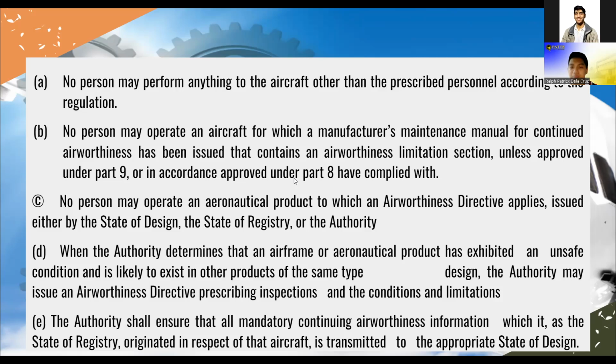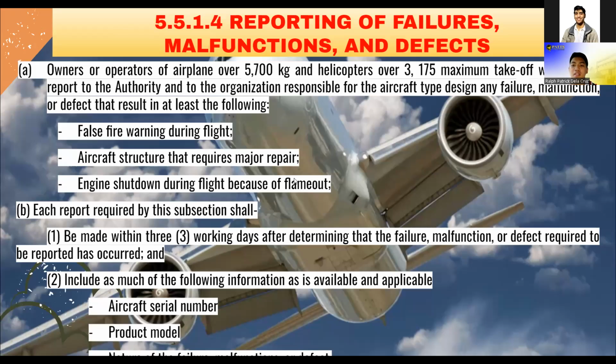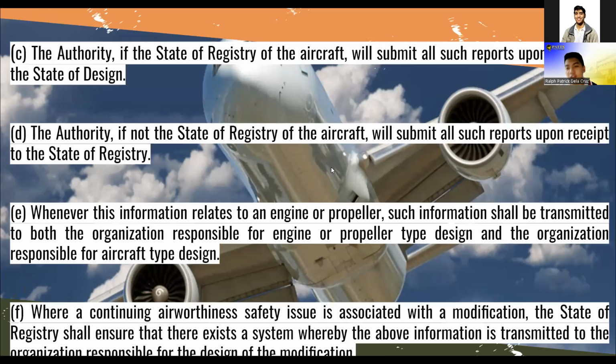Next is the reporting of failures, malfunctions, and defects. How to report such things? The owners and operators with an MTOW of 5,700 for airplanes and 3,175 for helicopters are responsible to report to the authority and the responsible organization. The 3 included are some of the example problems. A report shall be written within 3 working days of discovering a problem and must include all available information. For the next part, C and D, if the state of registry is available, they will submit the report to the state of design. If not, the authority will submit the report upon receipt to the state of registry.